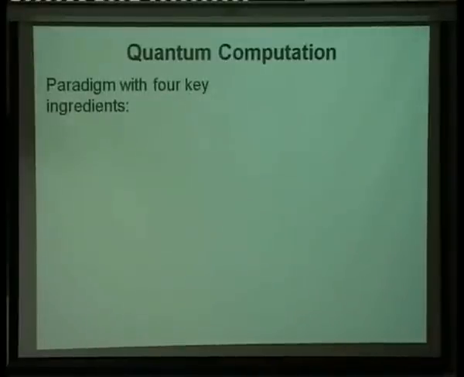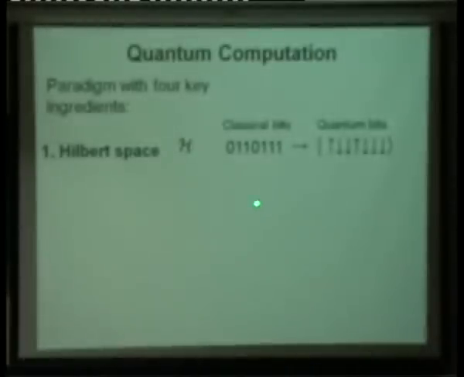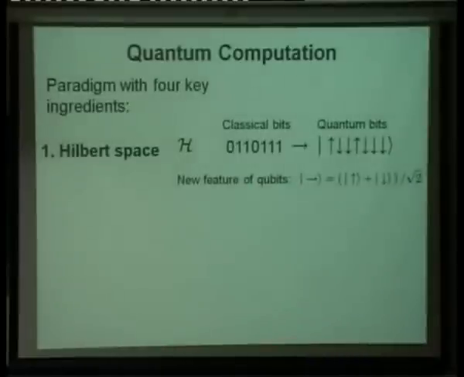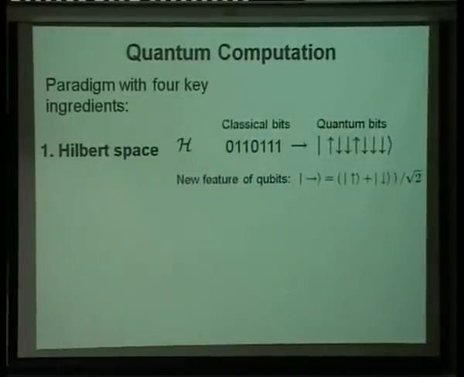So how does quantum computation go? It's a paradigm with 4 key ingredients. I'm going to go through this pretty fast. You have a Hilbert space, which is filled with these quantum bits, this quantum two-level system. They span the Hilbert space. And the new feature of a qubit, of course, is that a classical bit is 0, 1, that's all you have. It is either 0 or 1.